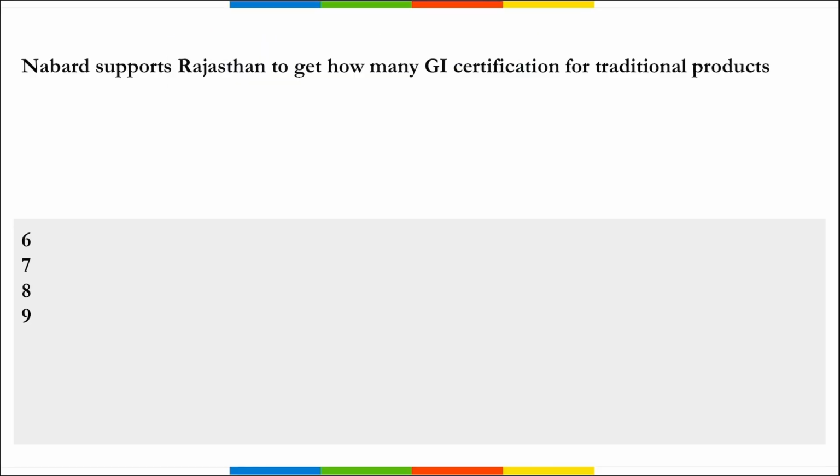Next is NABARD supports Rajasthan to get how many GI certifications for traditional products. So recently NABARD, that is your National Bank for Agriculture and Rural Development, supported Rajasthan to get how many GI tags? To get 5 GI tags. So option A right here, 5, to get the 5 GI tags for traditional products.